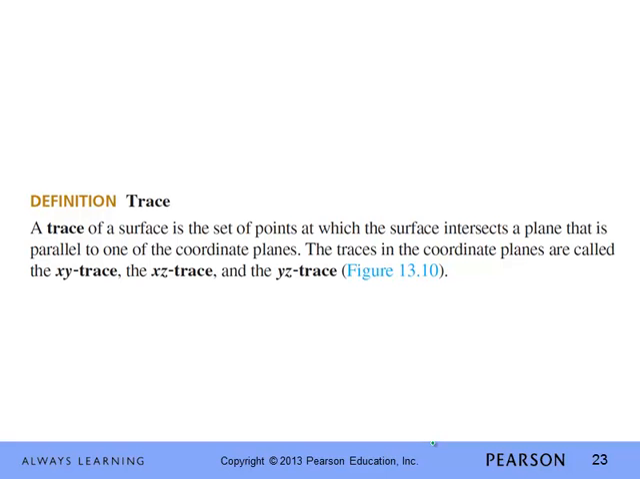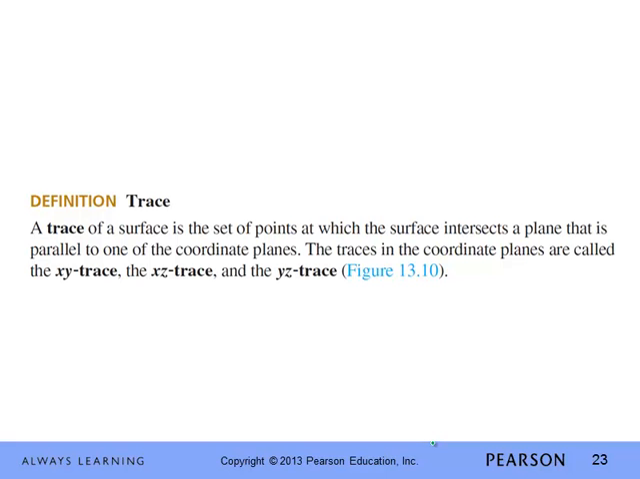So if you were to set x equal to 0 in that equation, then you would have an equation involving y and z, for example. So you would have an equation of the trace of that surface in the yz plane. Or if you were to set z equal to 0, then you would have an equation involving only x and y, and that equation being the trace in the xy plane, otherwise known as the xy trace, etc.